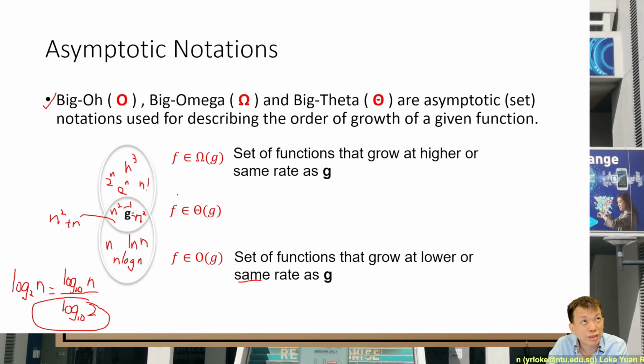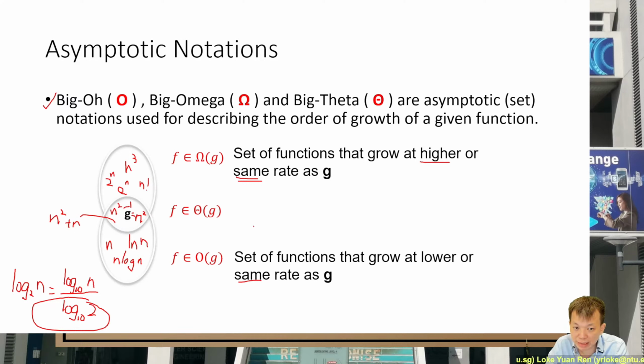Also, of course, n, all the polynomial terms, n power, 2 power to n. 2 power to n is higher. Or same, n squared minus 1. Just now earlier we mentioned n squared minus 1. It is also in big omega g, because it is the same, higher or same. So if you have the same growth rate, you can say that it's also in big omega g.